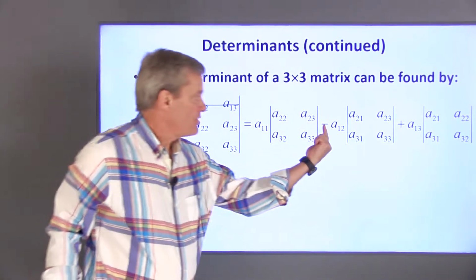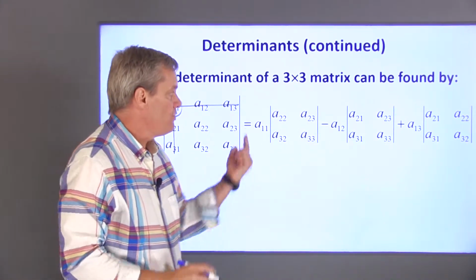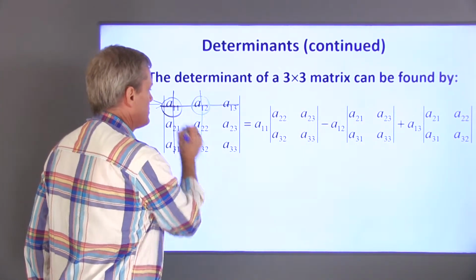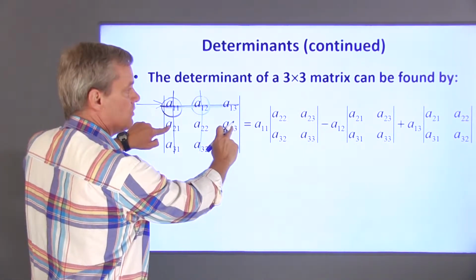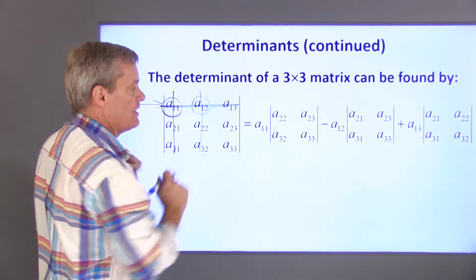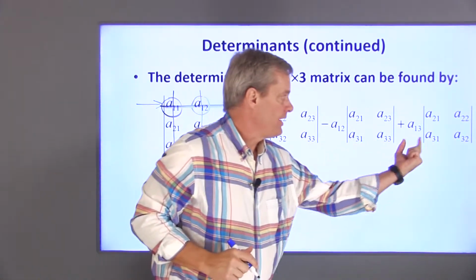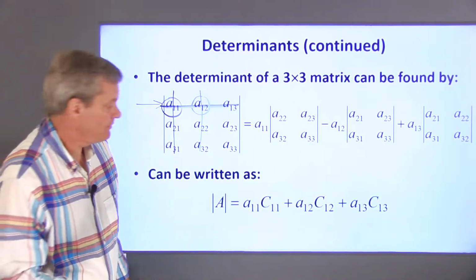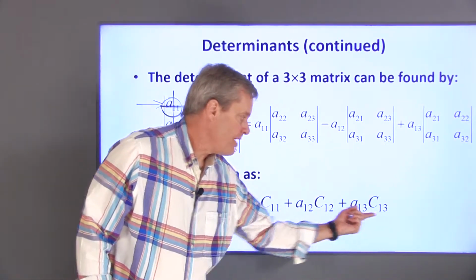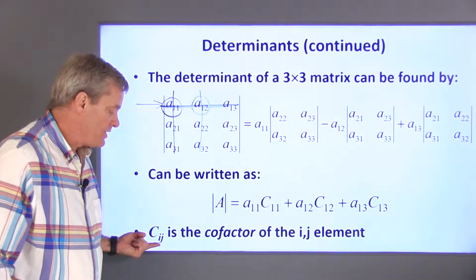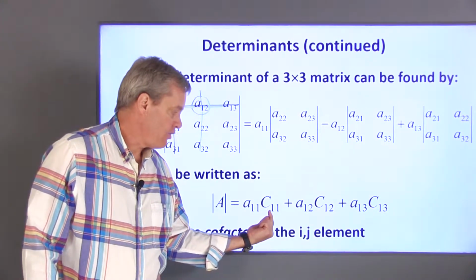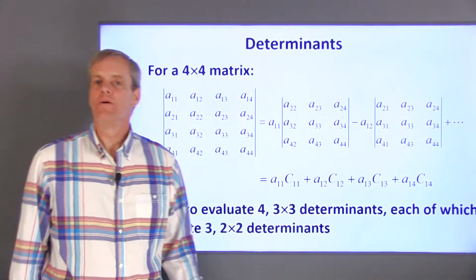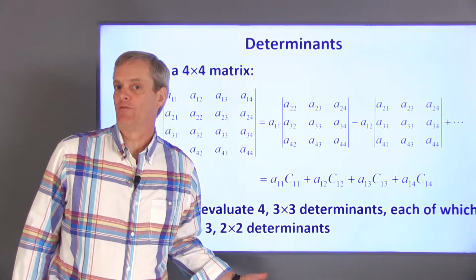The next contribution is going to be a negative A12. These signs alternate here. So A12, its cofactor is A21, A23, A31, and A33. Then plus A13 and its cofactor. This can be compactly written this way, where C sub ij is the cofactor of the ith and jth element of the matrix. The process is the same for a 4 by 4 matrix.